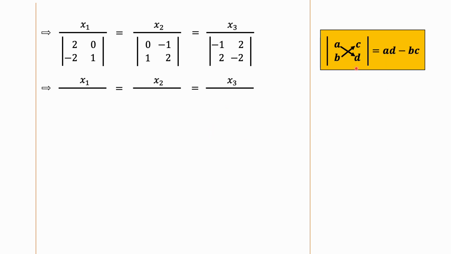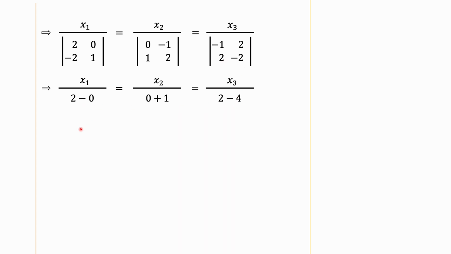For a determinant of second order, the solution is the cross multiplication. You have to go for AD minus BC. So here x1 by 2 minus 0, that is 2 into 1 is 2 minus 2 into 0 is 0. Coming to the second one, it is 0 plus 1: 0 into 2 is 0 minus 1 into negative 1 is plus 1. For the third, minus 1 into minus 2 is 2, minus 2 into 2 is minus 4.